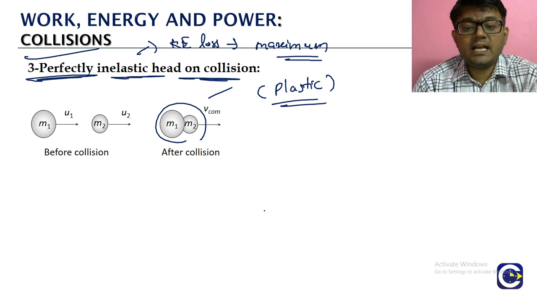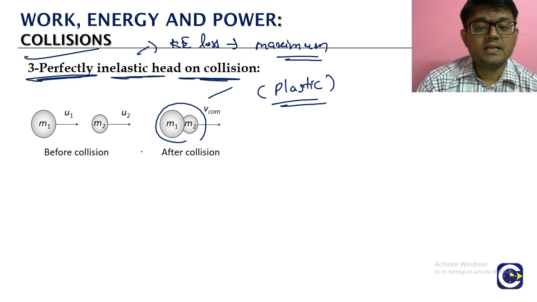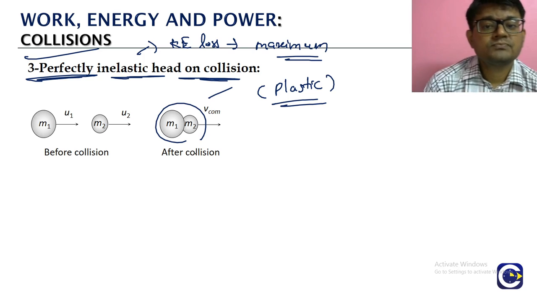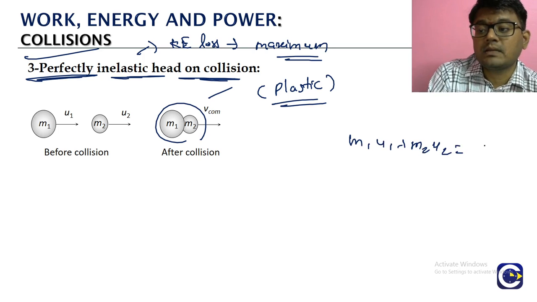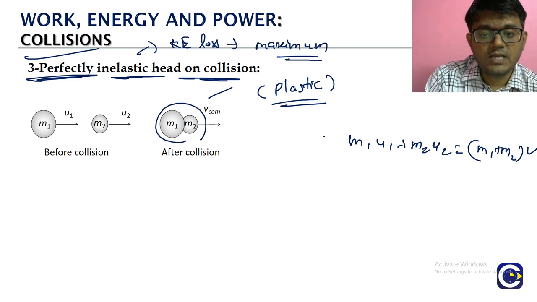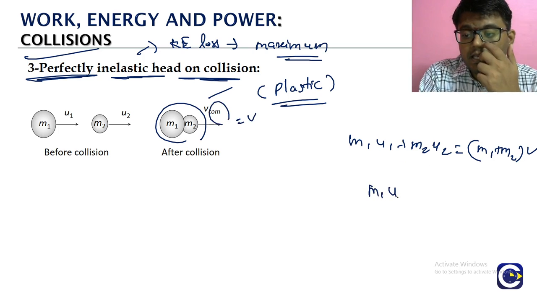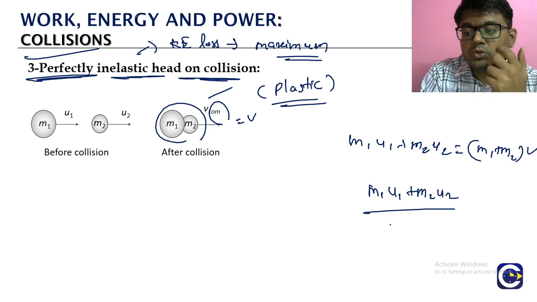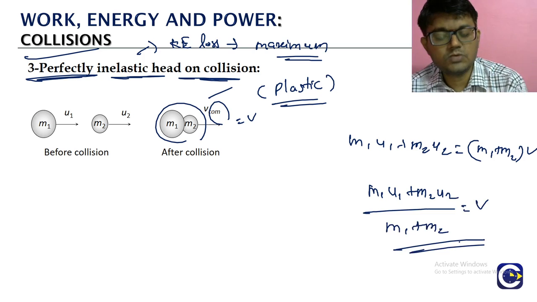Okay, now see, we can find what that common velocity value is. How? Straight away use the conservation of momentum principle. The initial momentum m1 u1 plus m2 u2 is equal to the final momentum. Both are moving with the common velocity v, we can simply say v. So it is m1 u1 plus m2 u2 by m1 plus m2. This is the common velocity.